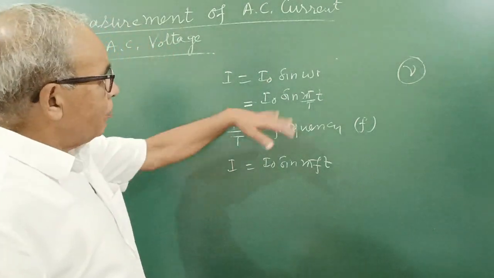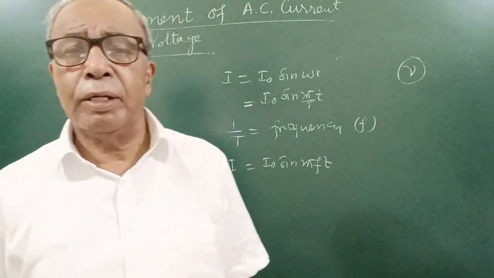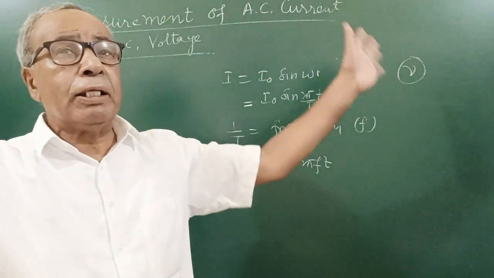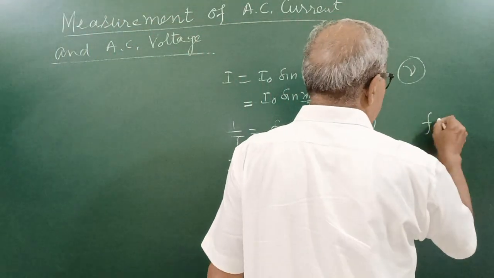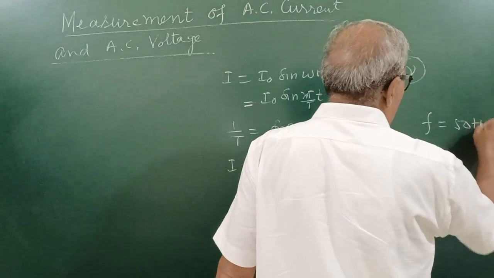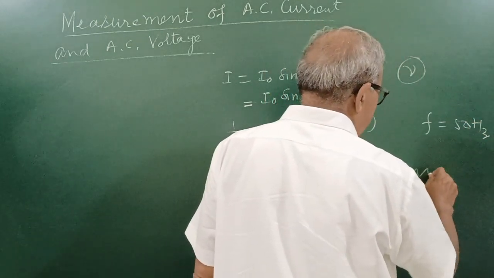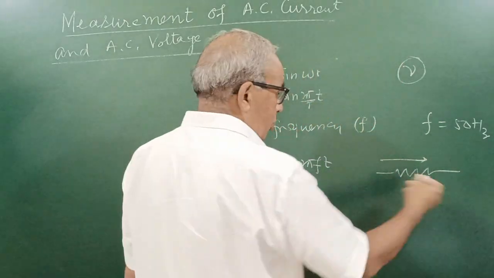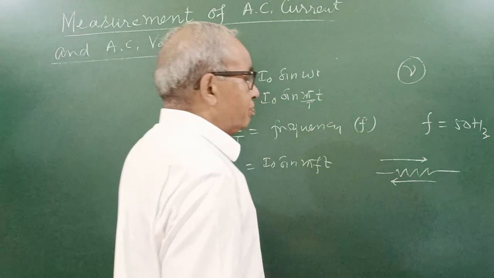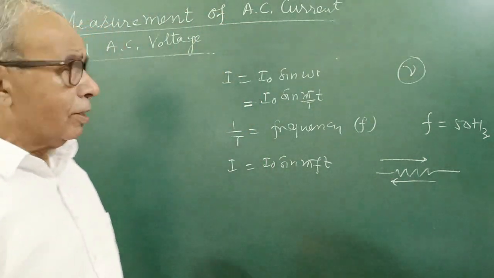So that I keeps on changing periodically with time, and the frequency of ordinary current we are using in our home in India is 50 hertz. What does it mean? Keeping a conductor here, current goes 50 times this way and 50 times this way in 1 second. So very frequently it keeps on changing.